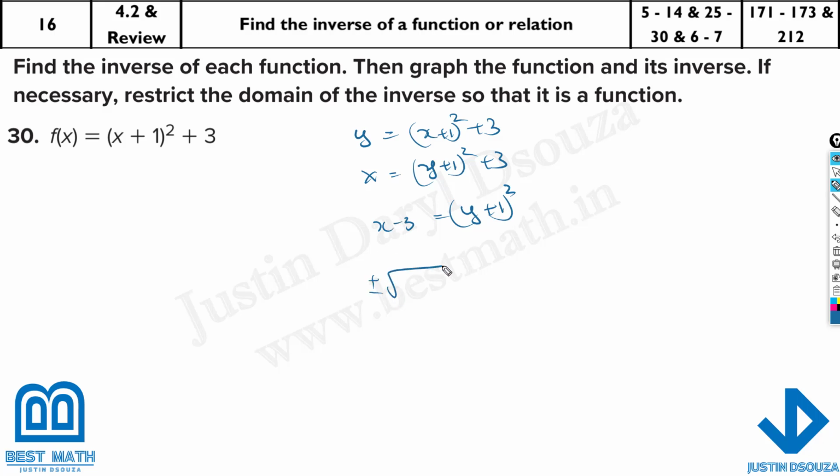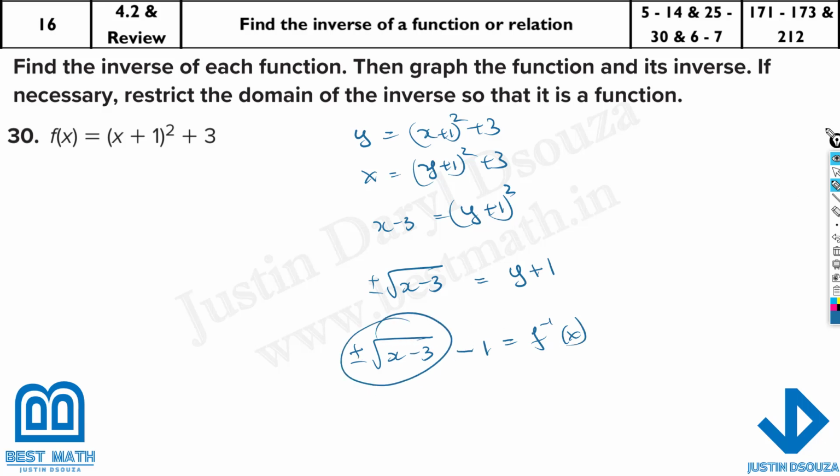It'll be plus or minus square root x minus 3. That is equal to y plus 1, and this goes to the other side. It's plus or minus square root x minus 3 minus 1 is equal to the inverse function. Here you can see the square root, everything is there, and then there is minus 1.